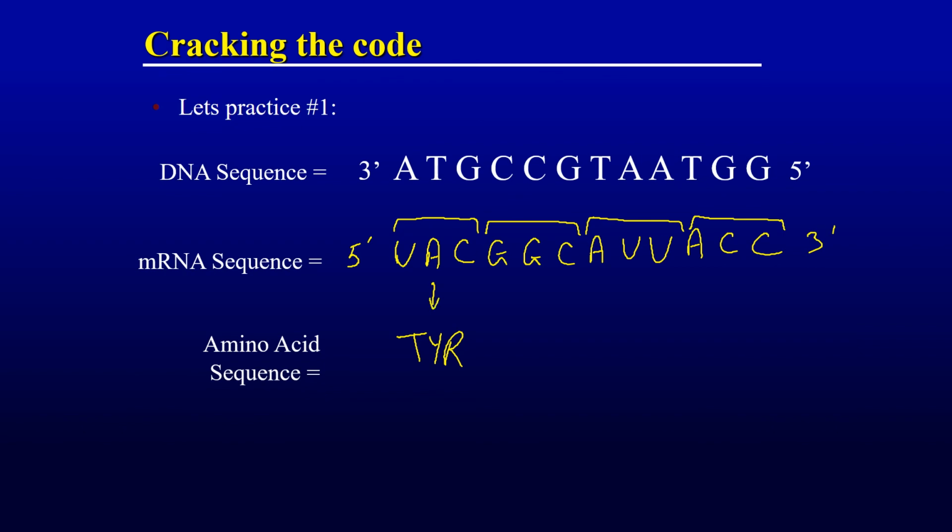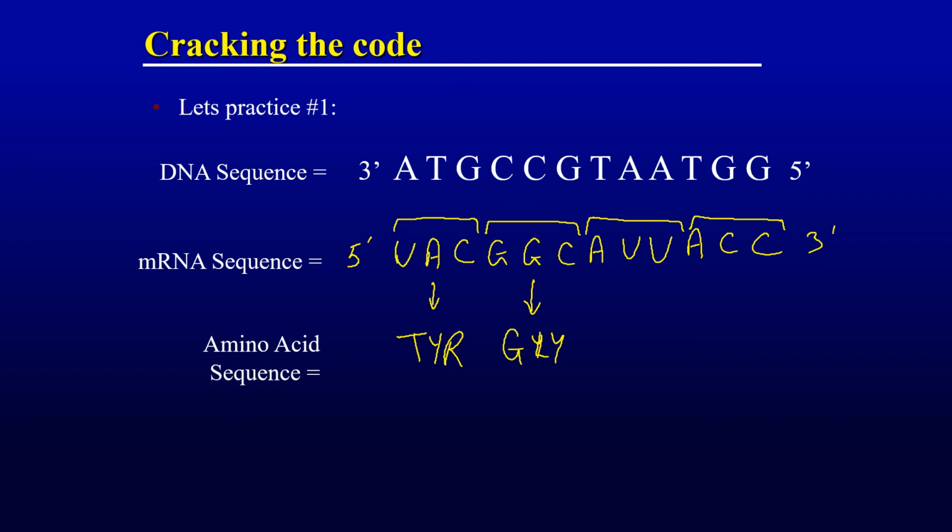Now let's have a look at our next one, GGC. GGC would give us the amino acid glycine, GLY, as we would read off of our table. Then we're going to take the next codon, AUU, and we'll read off of our table to see what that gives us. AUU gives us the amino acid ILE.